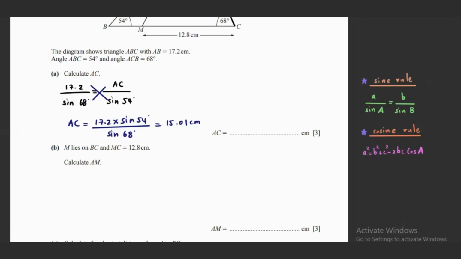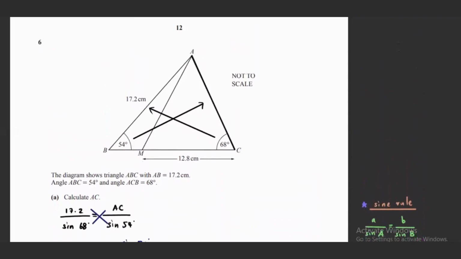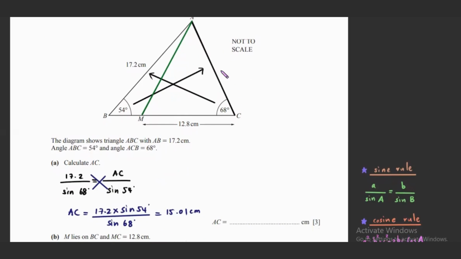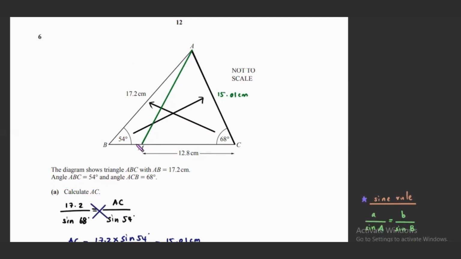The next question is, M lies on BC and MC is equal to 12.8 centimeters. Calculate AM. So AM is this line. This is the distance that we are supposed to calculate. From the first part of the question, we already figured out what AC is. So this distance is 15.01 centimeters. Then we now need to calculate what AM is, that is this side.